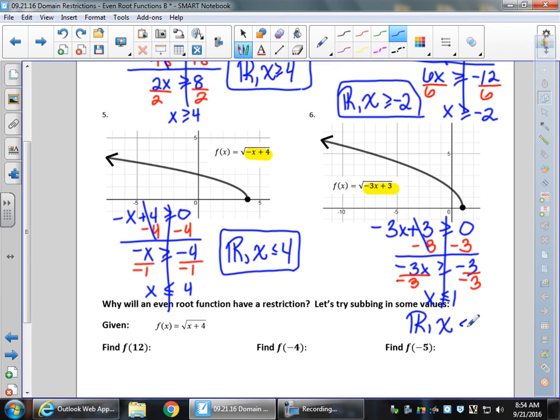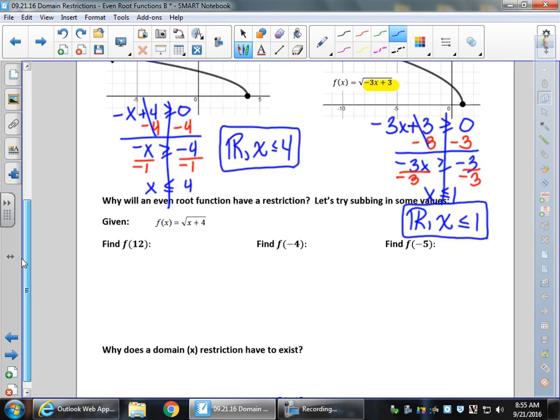x less than or equal to 1. Very good. Because we divided by a -3, the inequality sign, again, has to change direction. As soon as you divide by a negative, it has to change direction. And the graph of this function backs it up. Because look at what we got. We have a largest value of 1 and less. X less than or equal to 1.